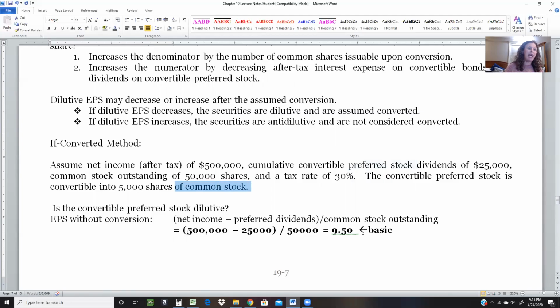So what would literally happen, and we're going to do it on the next page, is we would not have to pay the preferred stock dividends. So instead of taking 475 divided by 50, we're going to take 500, and then if these people converted, there would be 5,000 more shares here. So we're going to increase that by 5. So we're going to go 500 minus 0 if converted, divided by 55,000 common shares.